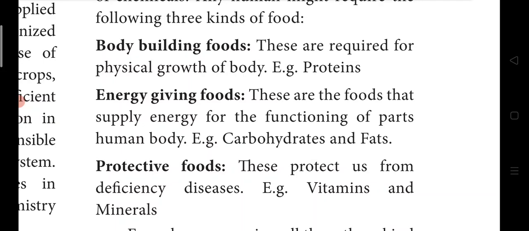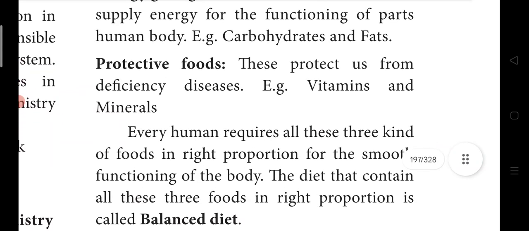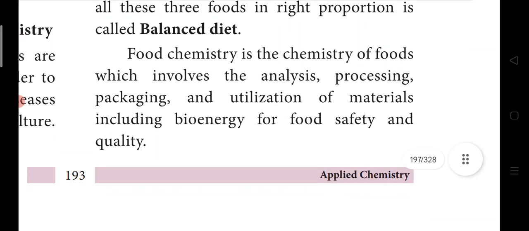First is body building food. These are required for physical growth of our body, and proteins are the major body building food. Energy giving foods are what? Carbohydrates and fats. Why do we need energy? For functioning of the parts of the body. Protective foods protect us from deficiency diseases, that is vitamins and minerals. So every human being must take all these different foods to have a balanced diet, which is in the right proportion.